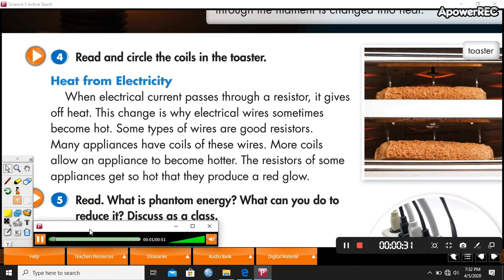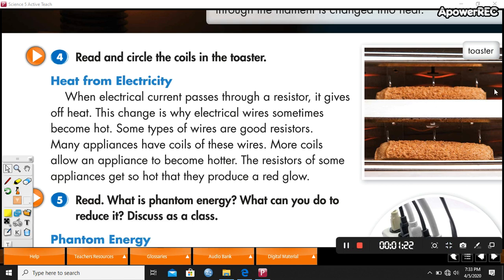Unit 8. Lesson 3. Activity 4. Heat from electricity. When electrical current passes through a resistor, it gives off heat. This change is why electrical wires sometimes become hot. Some types of wires are good resistors. Many appliances have coils of these wires. More coils allow an appliance to become hotter. The resistors of some appliances get so hot that they produce a red glow.